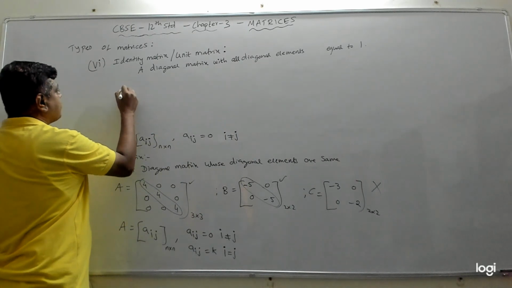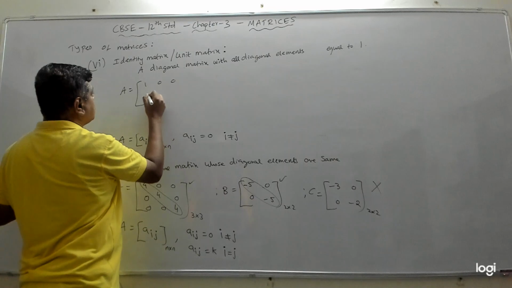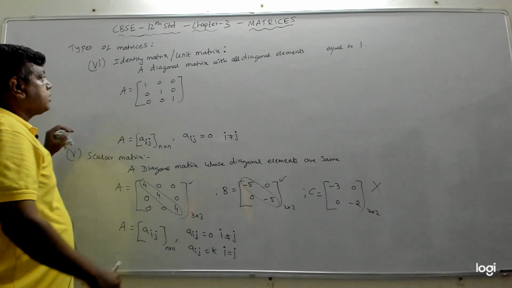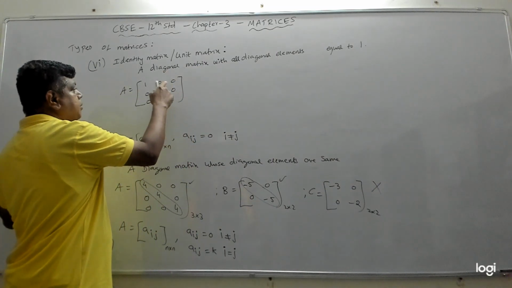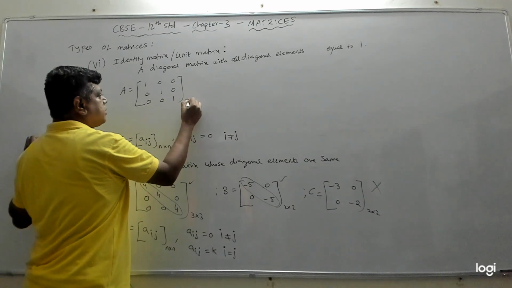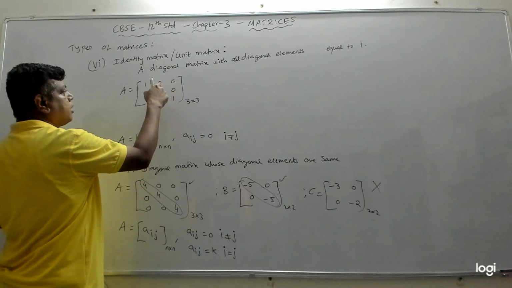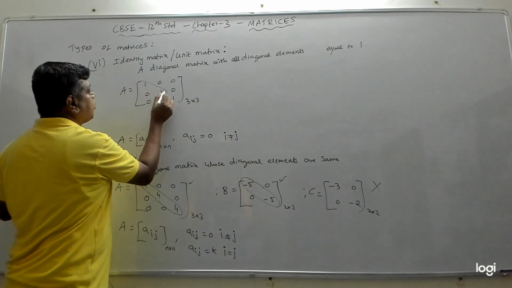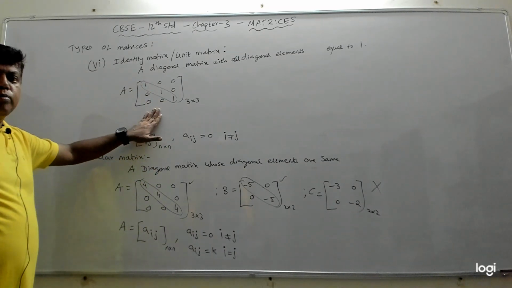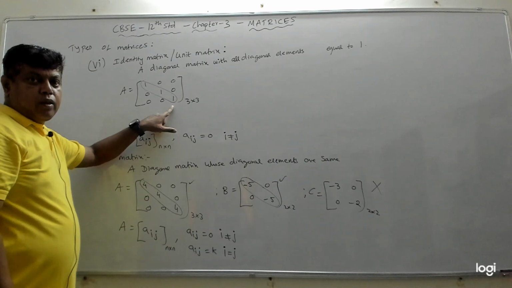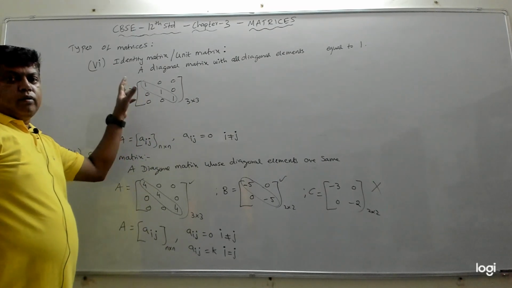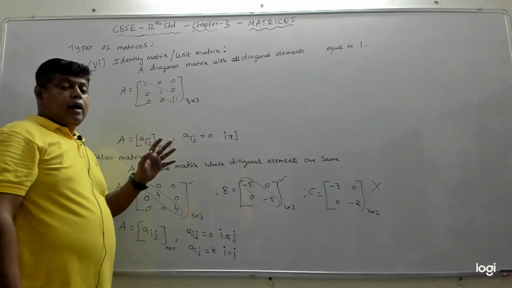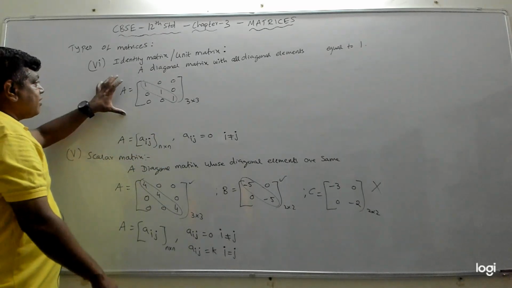For example, I have a matrix A like this: 1 0 0, 0 1 0, 0 0 1. It is an identity matrix because it is a diagonal matrix, which means the non-diagonal elements are 0. It's a square matrix, order 3 cross 3, and all the diagonal elements are equal to 1. It is also called a scalar matrix because the diagonal elements are the same. And since all the diagonal elements are the same and equal to 1, you call that an identity matrix.